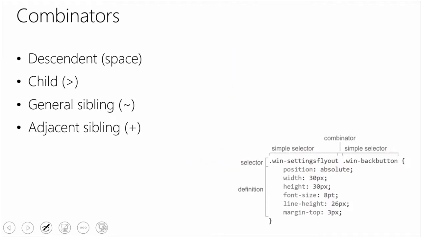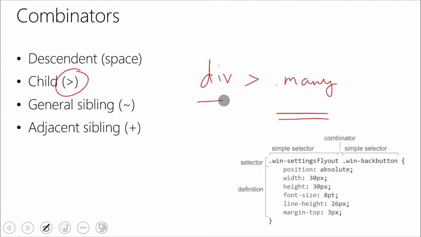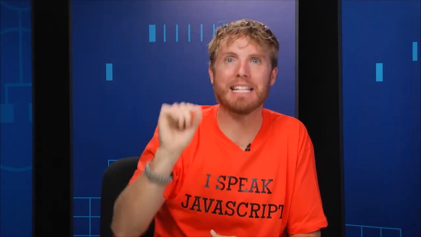But do know that the child combinator is also available, and that means that it has to be a direct child. So if I say div child combinator and then dot many, what that means is find me an element with a class of many that has as its immediate parent a div. So that's a bit different. No grandchildren allowed here. This is not anywhere up the tree. This is my dad is a div. That's right. Yeah, you can quote me on that.